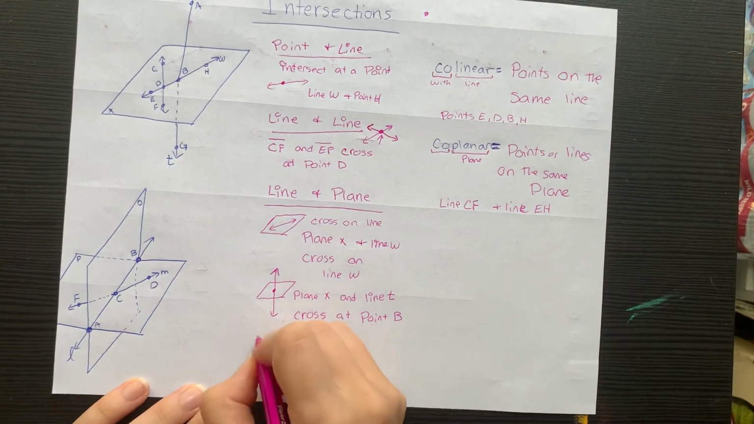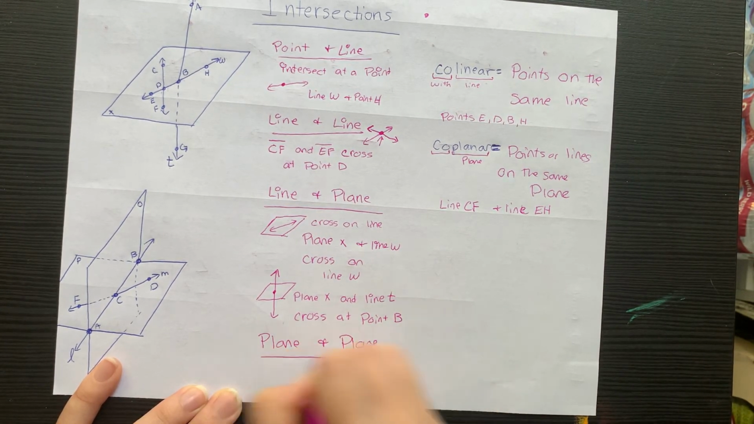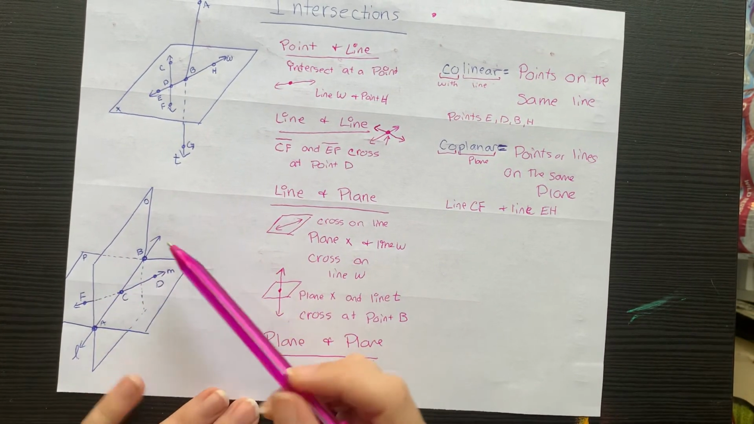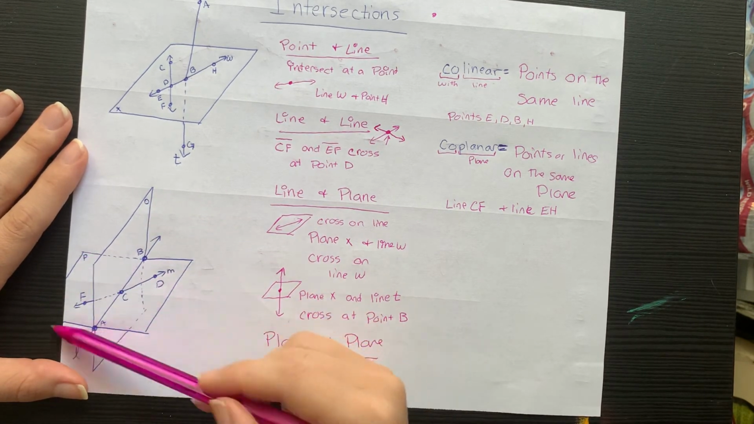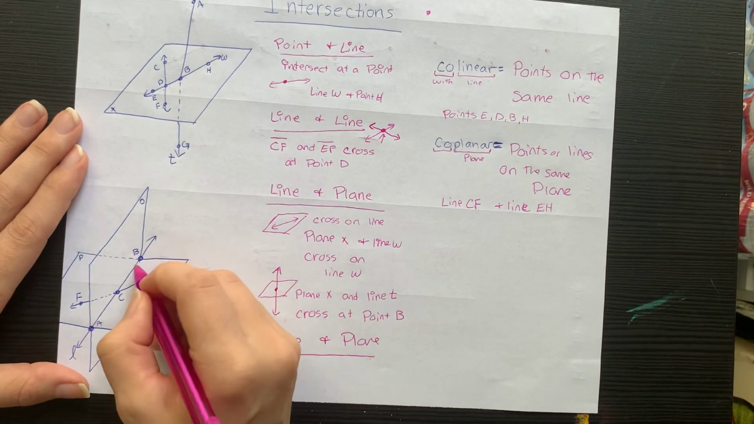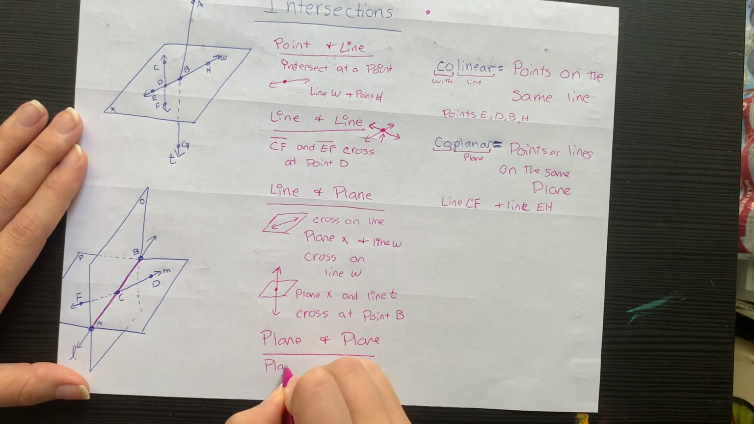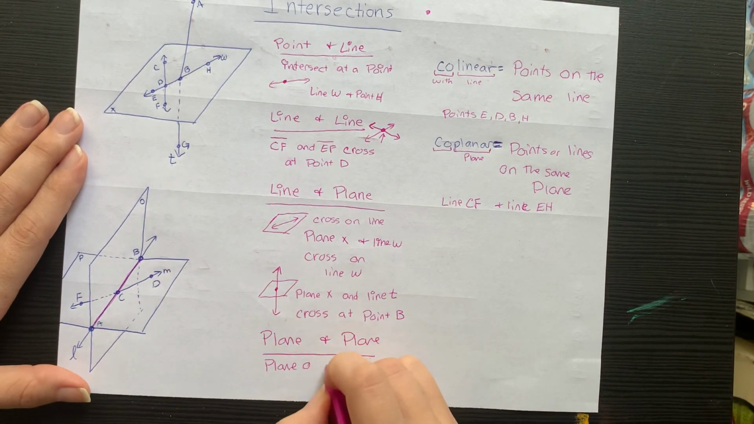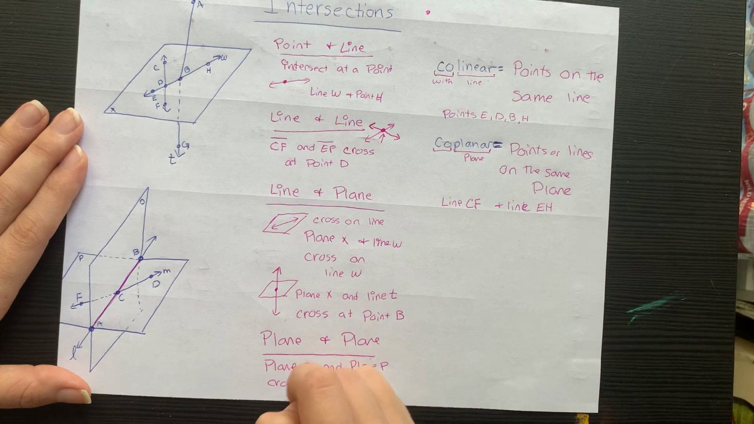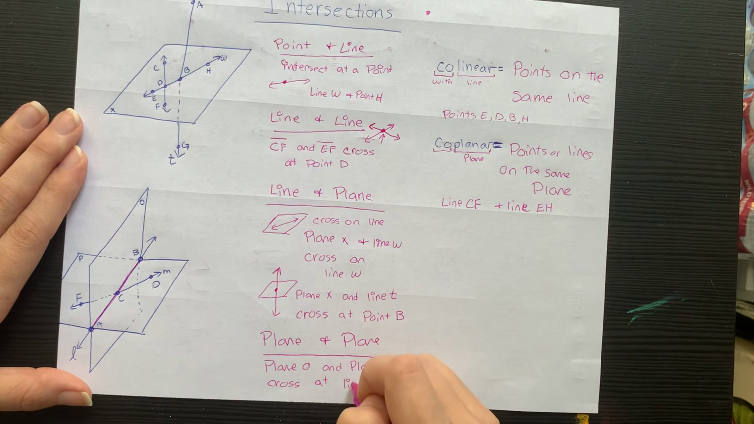Our last example is a plane and another plane. Right? For that one, we're going to look at this last example here. When I have two planes crossing, it's going to look like this. So if you look here, this plane and this plane, it's kind of like they make an X, but they're planes. So if we look at where they touch each other, it's this whole line going across here, right? So plane O and plane P cross at, this whole line would be called line L.